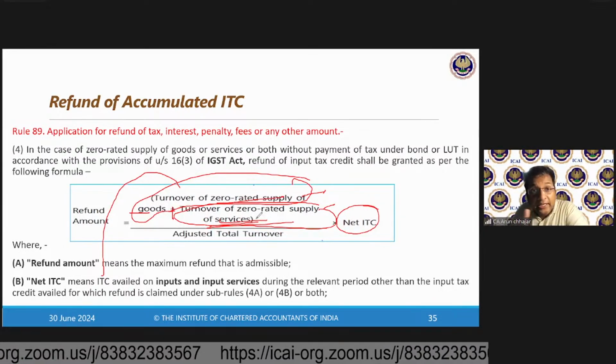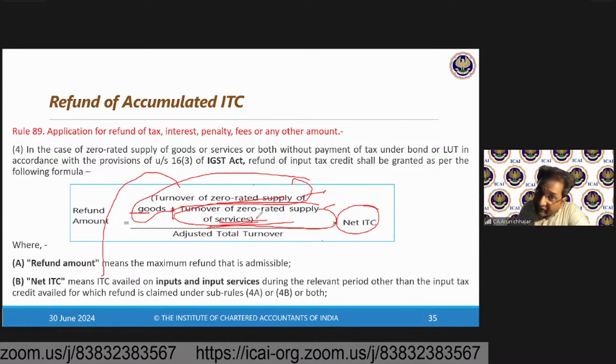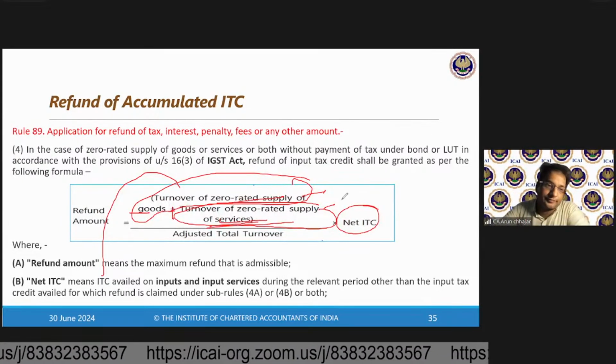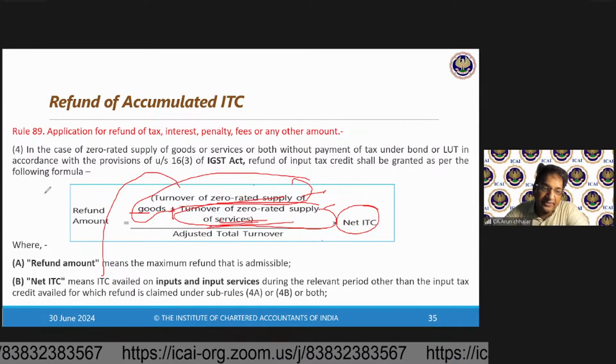No. Why? Because only for the purpose of the refund, the meaning of these two terms has been changed or has been defined.